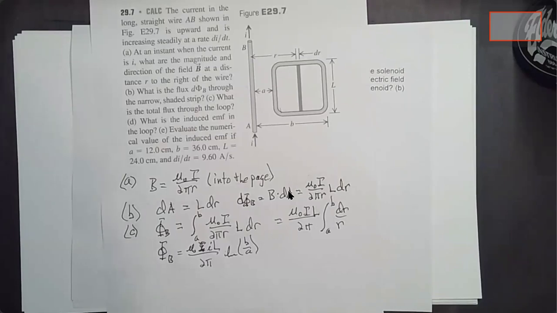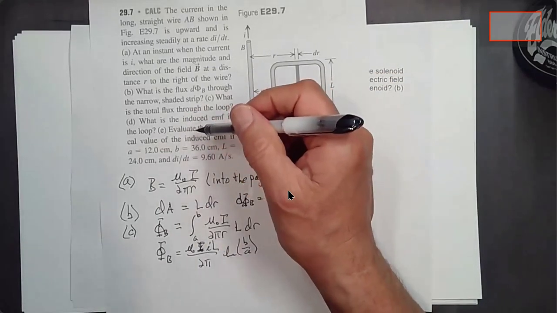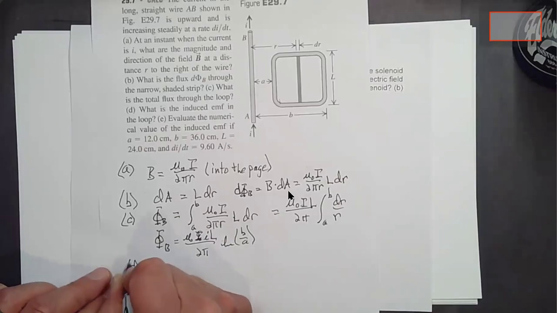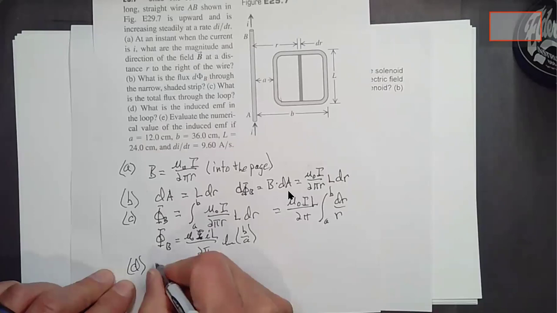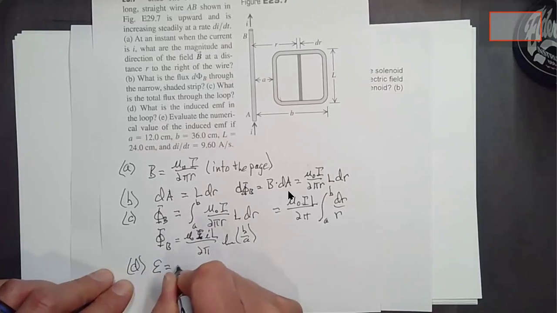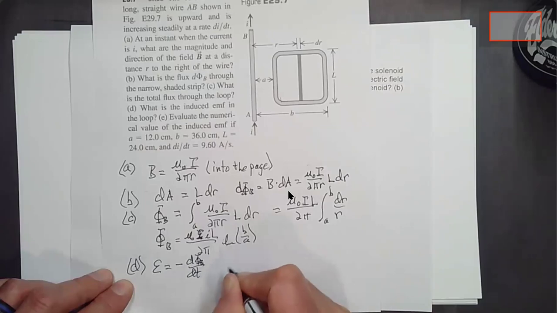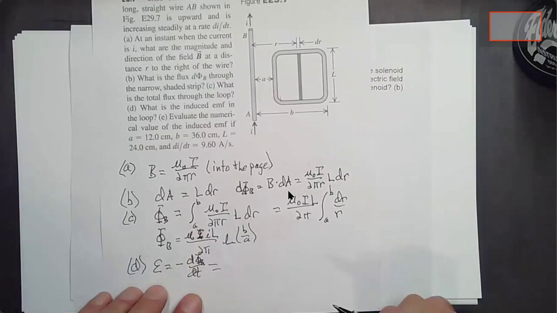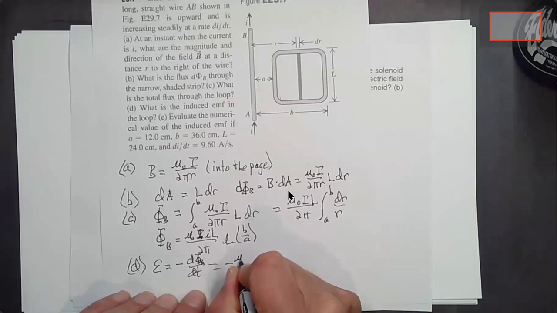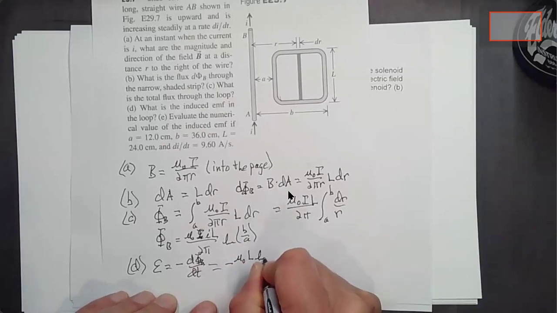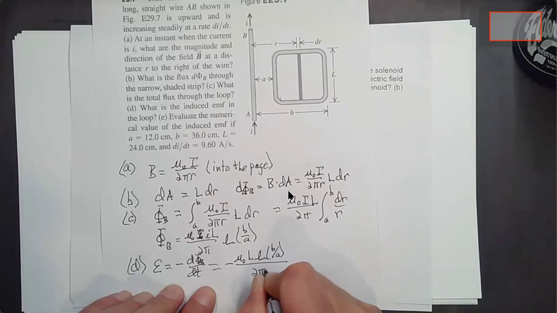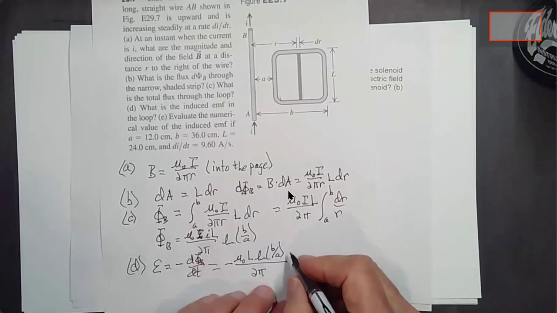Then what's the induced EMF in the loop? Well, this is part D. The induced EMF will equal minus dΦ sub B dt. The only thing that's changing in time in this expression is i, so everything else I can just stick out front: mu naught L natural log of b over a, divided by 2 pi, times di dt.